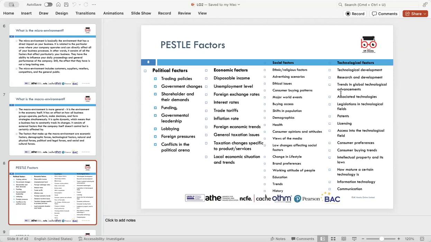Then we talk about technological factors. Technological factors involve advancements and innovations impacting businesses: technological development, progress in technology, research, trends in global technology, associated technology, licensing, patents, etc. So, information technology, the use of technology in managing information and communication. Lastly, technological aspects of communication.